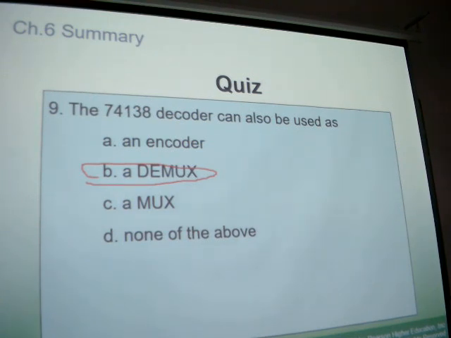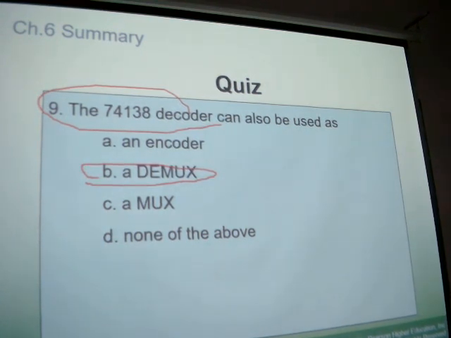The enable input can be used as a data line, so it can be used as a demux. Because in the decoder, there are three data selector inputs and one enable input, EN. It can be used as the data input, like Figure 6-52. Yes, sir. This is 4-to-16, right? Yeah. But this is 3 lines to 8 lines. Okay.